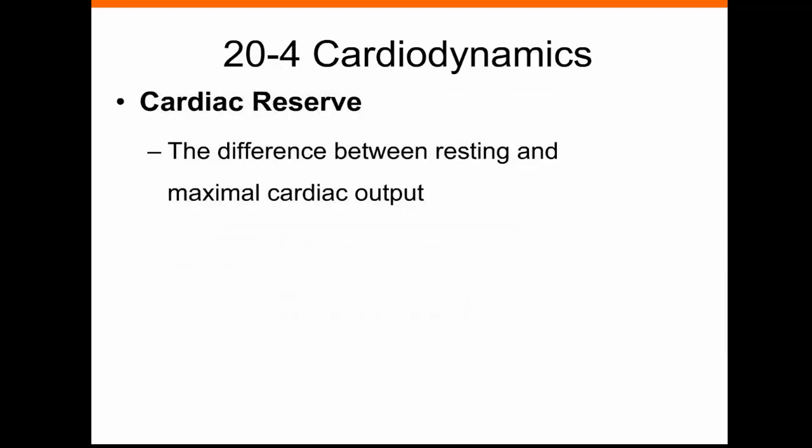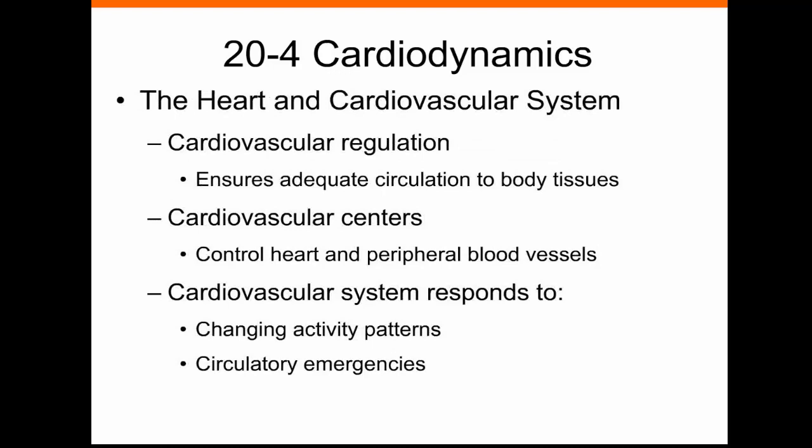Cardiac reserve is the difference between the resting and maximum cardiac output. This is important if the person has a heart with a degree of pathology. They'll be very interested in how much cardiac reserve the person has. In cardiodynamics, cardiovascular regulation ensures adequate circulation to the body tissues. Cardiovascular centers control the heart and the peripheral blood vessels. The cardiovascular system responds to changes in activity patterns and circulatory emergencies.